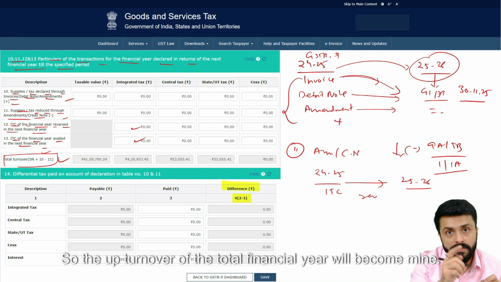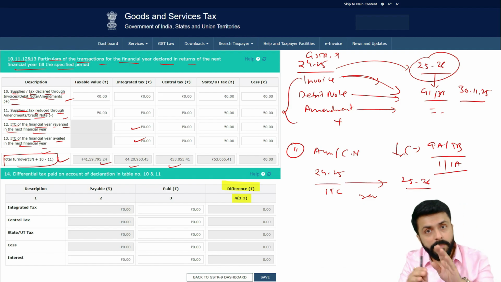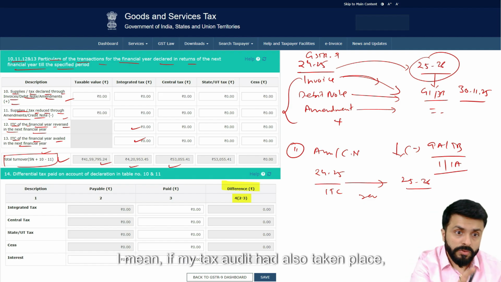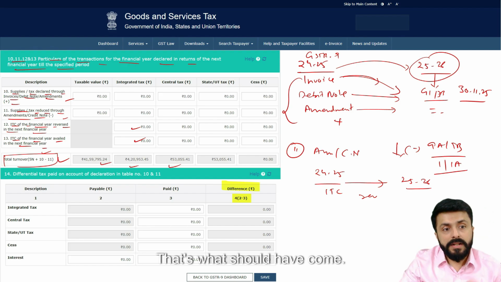So the up turnover of the total financial year will become mine. 5N plus 10 and 11, this became my reporting. I mean, if my tax audit had also taken place, I would have had to report that much. That's what should have come.